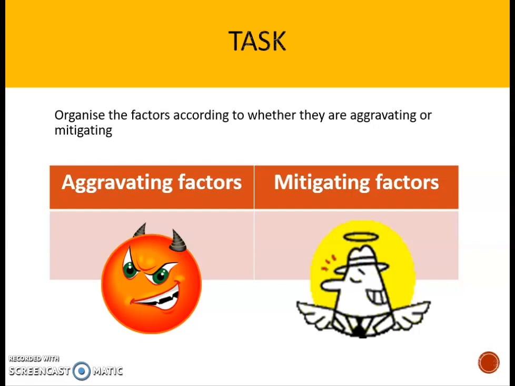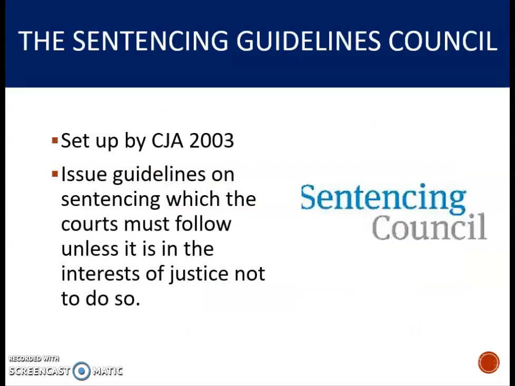Okay, so once you've had a go at that, the last thing for us to consider today is the role of the Sentencing Guidelines Council. The Sentencing Guidelines Council was set up by the Criminal Justice Act in 2003, and its role is to issue guidelines on sentencing which the courts must follow unless it's in the interests of justice not to do so.